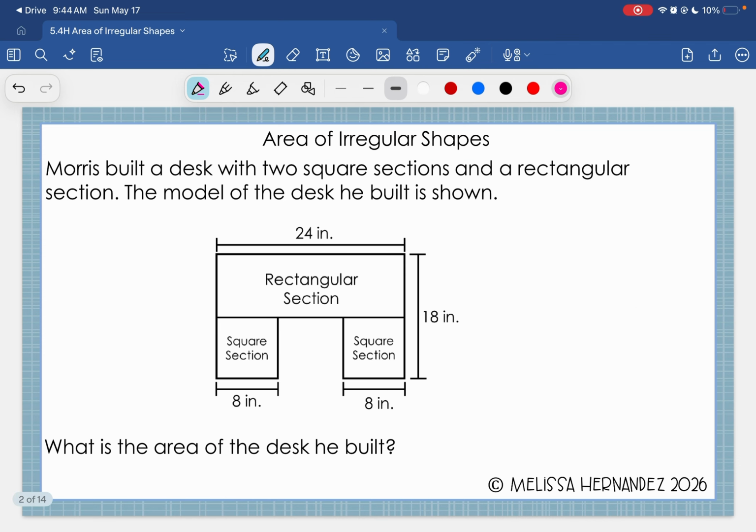All right, let's look at this one. Morris built a desk with 2 square sections and a rectangular section. The model of the desk he built is shown. What is the area of the desk he built?